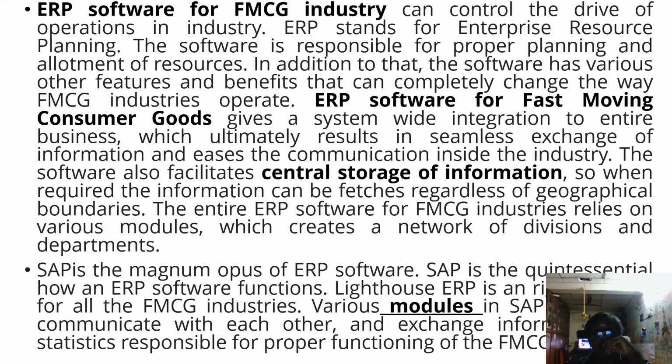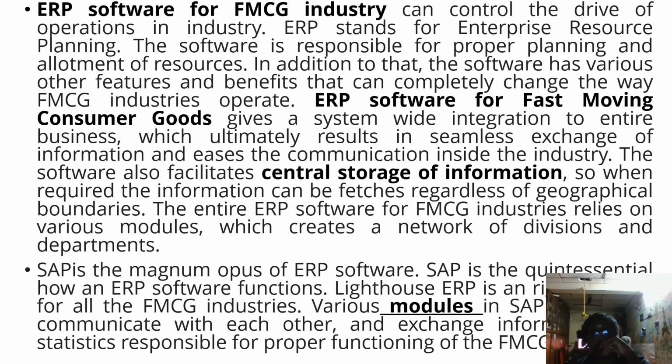In addition to that, SAP has various other features and benefits that can completely change the way FMCG industries operate. SAP for fast moving consumer goods gives a system-wide integration to the entire business, which ultimately results in seamless integration of information and eases communication inside the industry. SAP also facilitates central storage of information, so when required, the information can be fetched regardless of geographical boundaries.